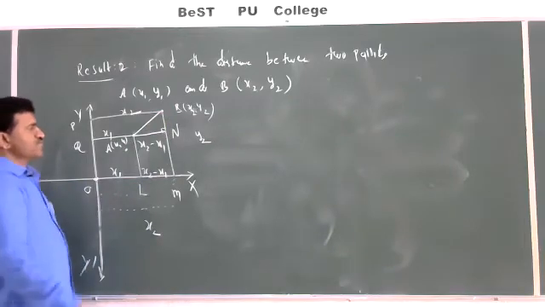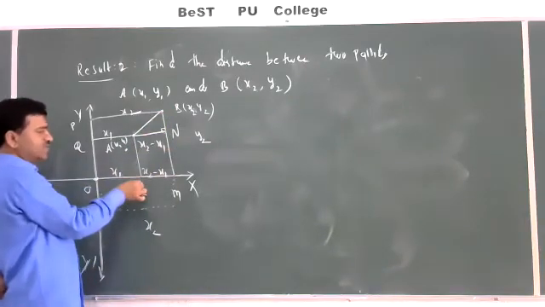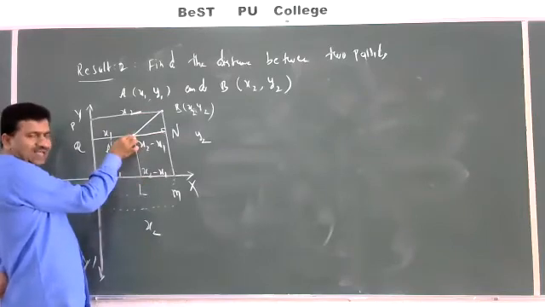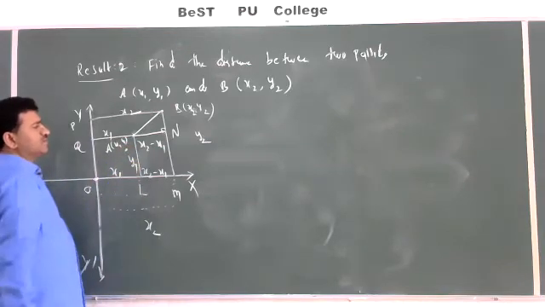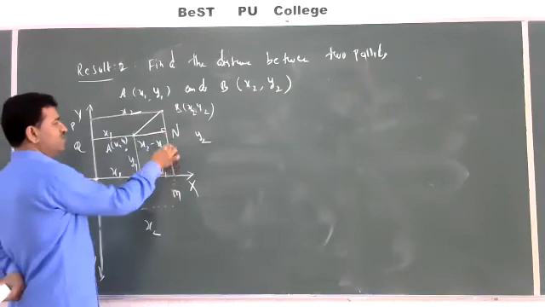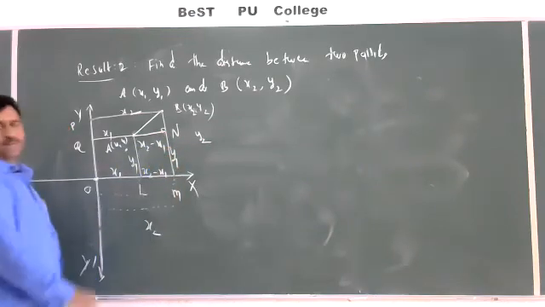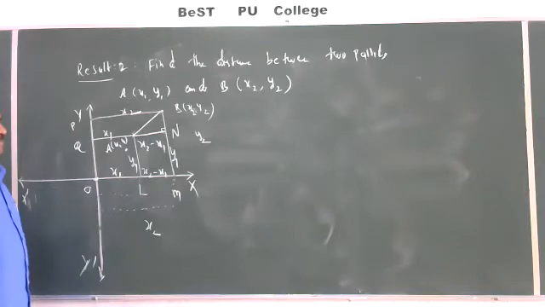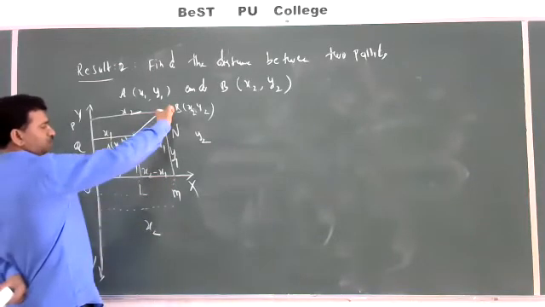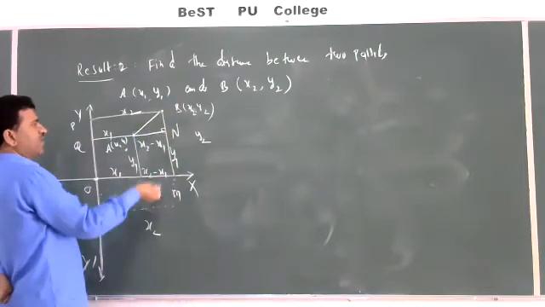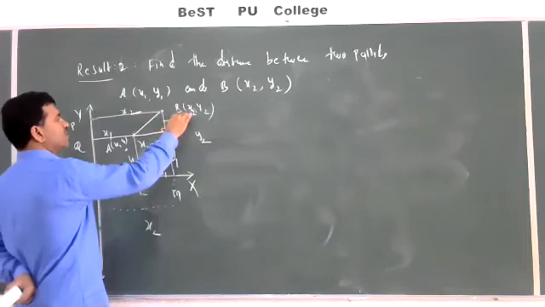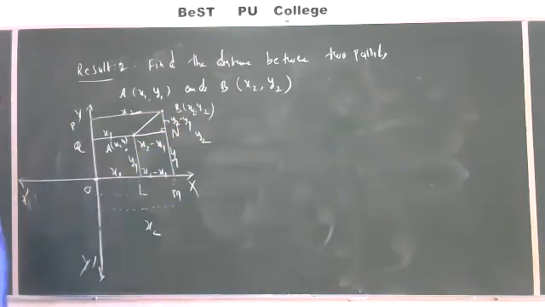Next, what is this NM? NM is equal to AL. What is AL? Perpendicular distance of the point from the x-axis. So the y coordinate in this case is y1. So NM is y1. Now tell me the BN value. BM minus NM. That means y2 minus y1. This is the BN value. So the diagram part is over.